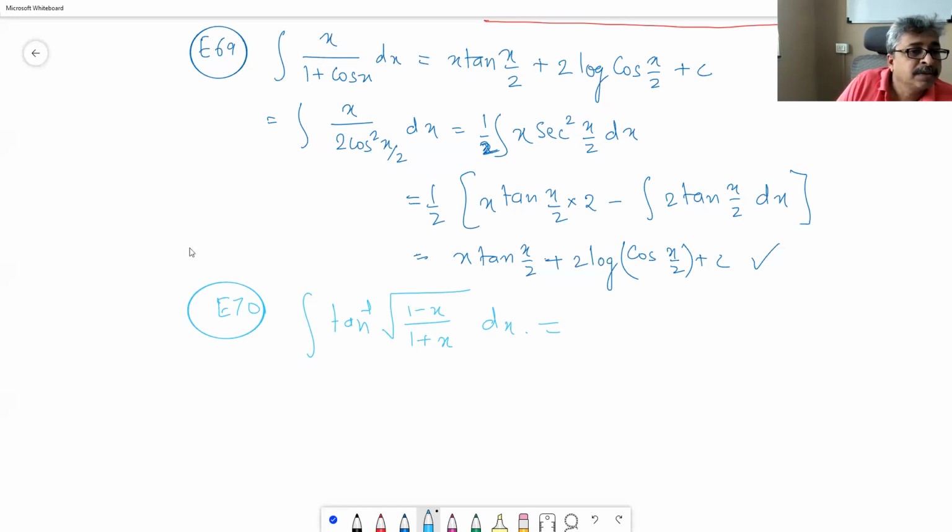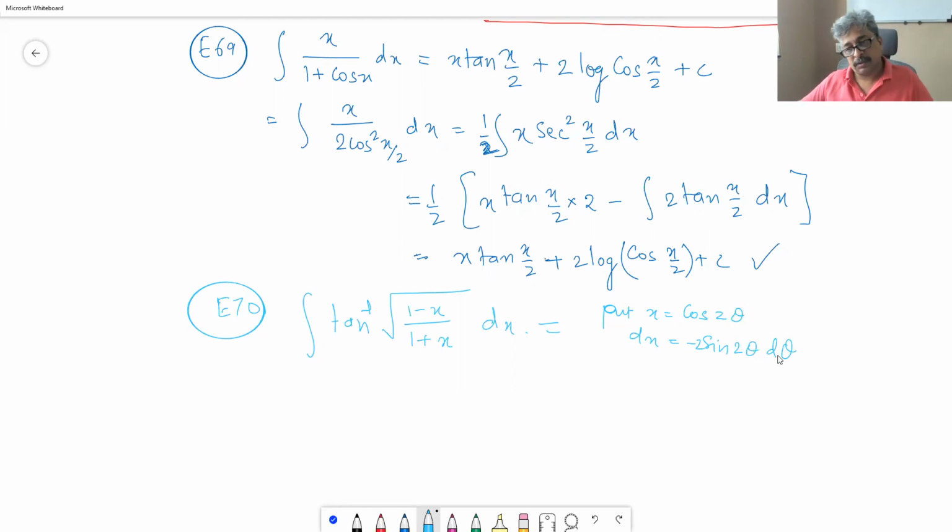Tell me. Sir, x equal to cos 2 theta. Cos 2 theta. Okay, so you get it in terms of theta. Put x is equal to cos 2 theta. Therefore, dx is equal to minus 2 sine 2 theta d theta.